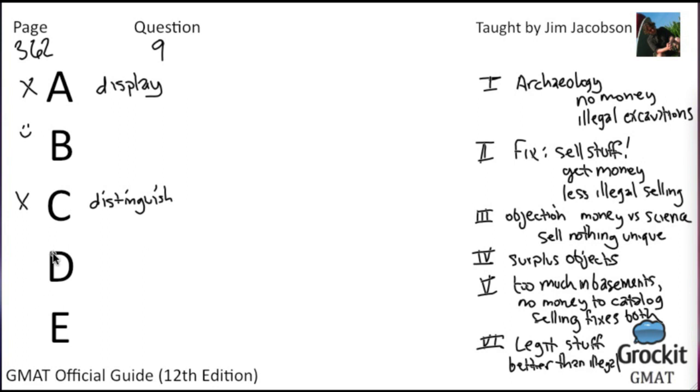D, the governmental regulation of archaeological sites. There's no talk of the government regulating archaeological sites in there, so that's not it at all. And E, a new system for cataloging.